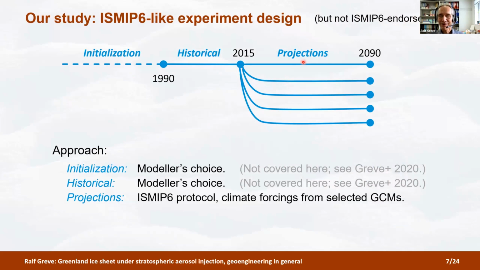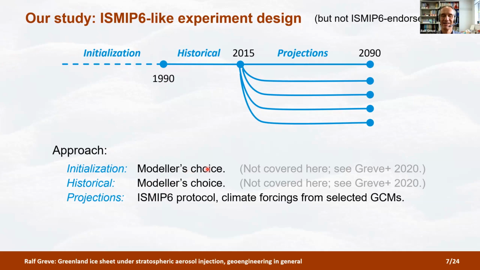Okay, so what we did for this study was to employ an ISMIP6-like experiment design, but I should stress that this study was not ISMIP6 endorsed. I'm just saying this so as not to give any wrong impressions that ISMIP6 may support geoengineering efforts or something like that. So it was just our own brainchild, but the methods were ISMIP6-like. Which means that there is an initialization of, in our case, the Greenland ice sheet until 1990, which is modeler's choice, so no strict protocol. We did a paleoclimatic spin-up approach here, but I'm not going to talk about this because of time.